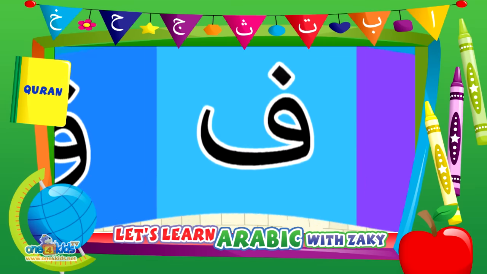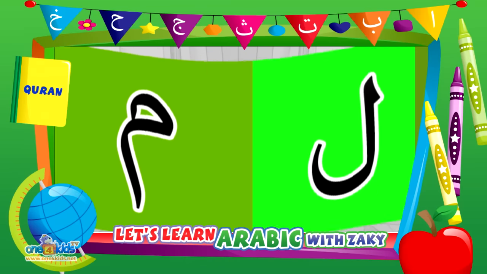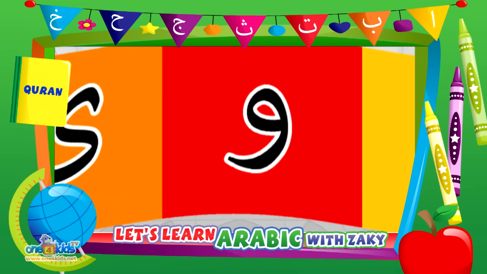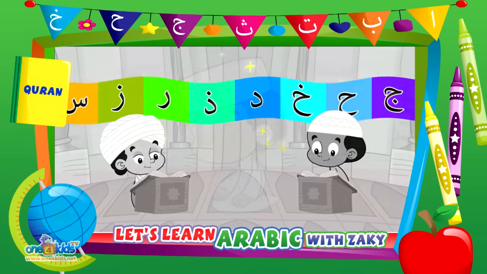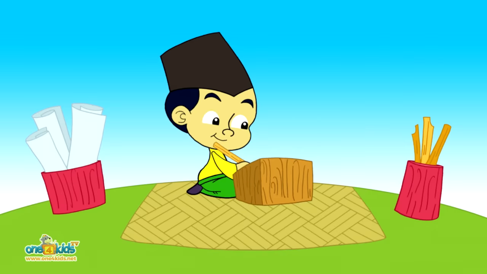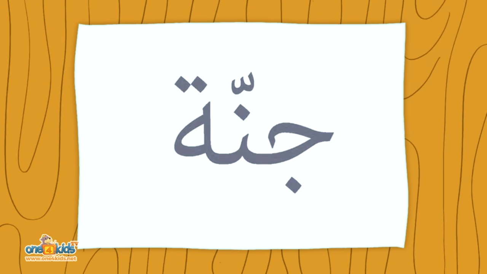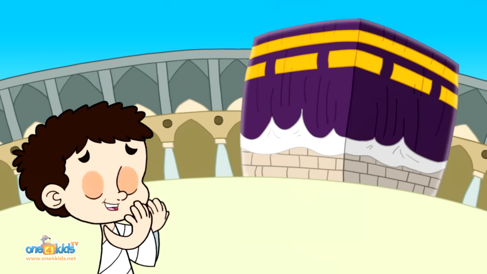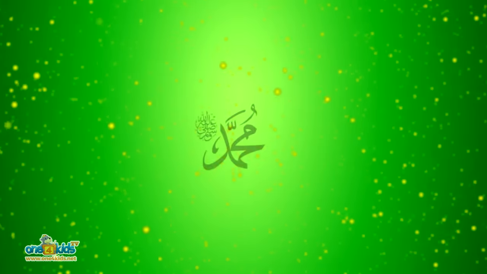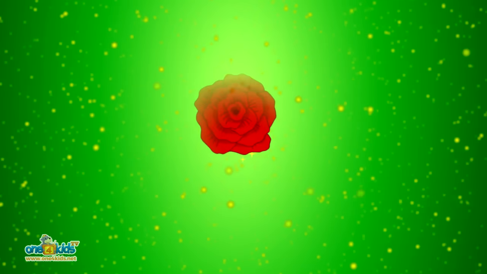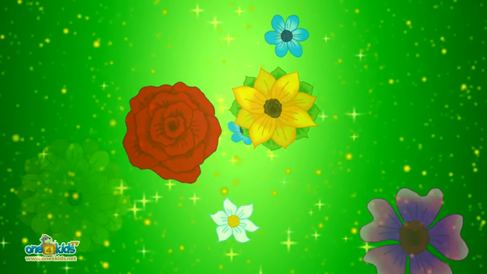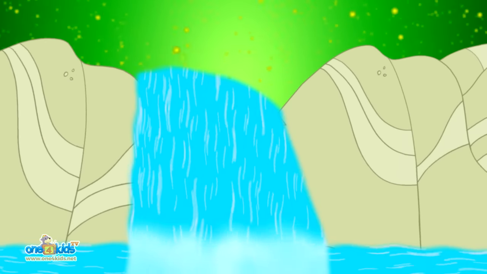Ain, Ghain, Fa, Qaf, Kaf, Lam, Mim, Noon, Ha, Waw, Ya. We're learning the Arabic alphabet so we can read and learn Al-Quran, Al-Quran. The language of our beloved Muhammad, the last prophet sent from Allah.